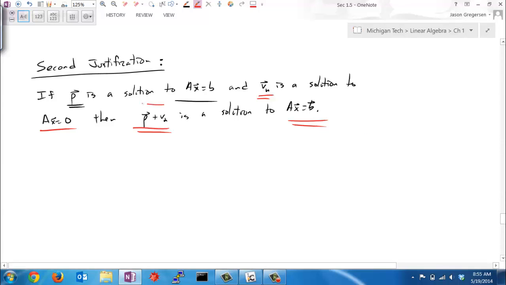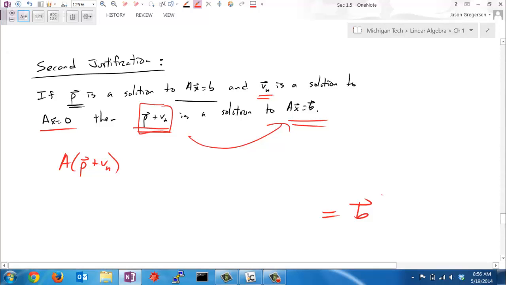So how do I show that something is a solution of a linear equation? If I have 2x equals 6, and I ask, is 3 a solution? How would you prove it to me? I'd put it in there and see if it makes a true statement. Same thing here. I take P plus V sub h, plug it in, do some stuff, and hope I get out to B. If I get to B, then yes, it's a solution.